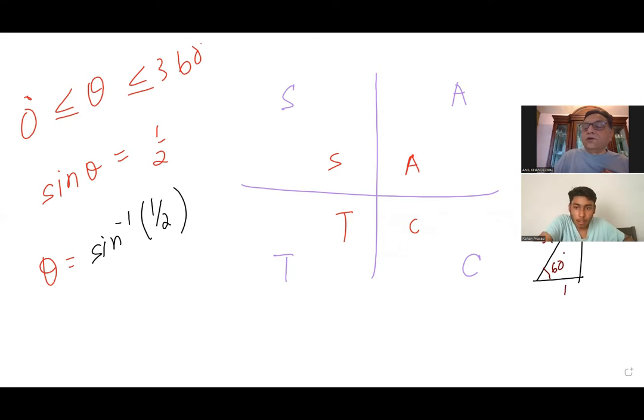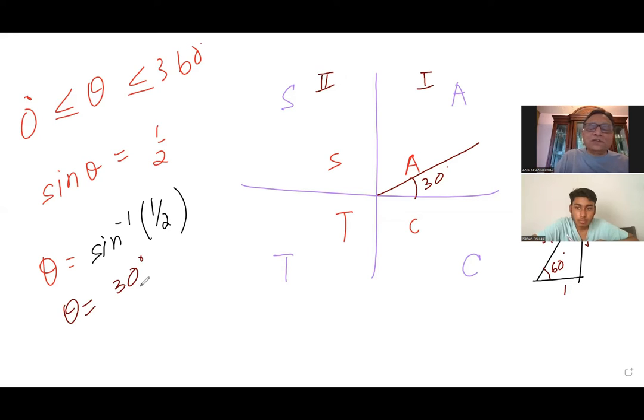That is correct. You could also draw a special triangle and find this angle without a calculator. So you are saying sine inverse of half; if you use a calculator, theta is 30 degrees. Sine is positive in quadrant 1, and 30 degrees gives you sine half. But sine is also positive in quadrant 2, so our answer lies in 2 quadrants.